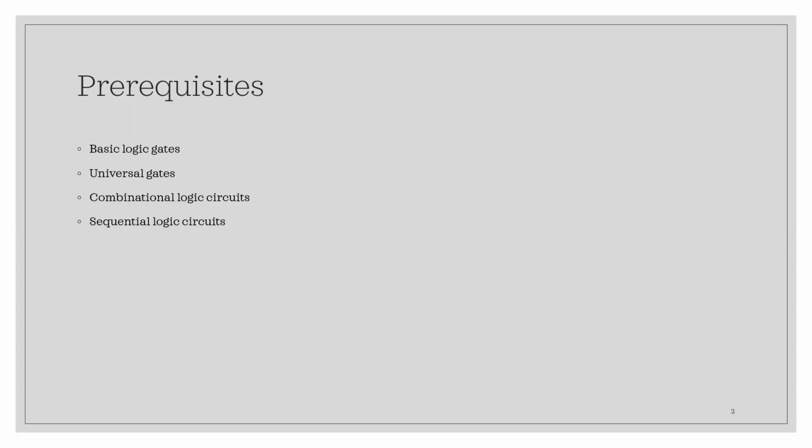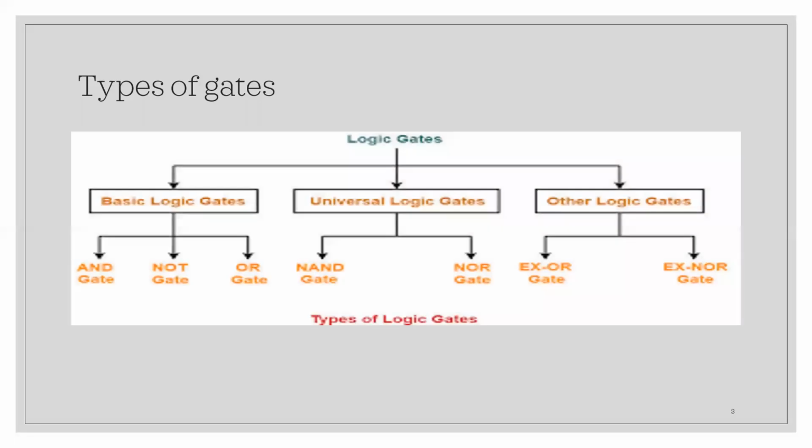Okay, so coming to the first aspect, that is the types of gates. Now we can have three different types of gates: basic logic gates, universal logic gates, and other logic gates. I hope you have gone through these things, right?